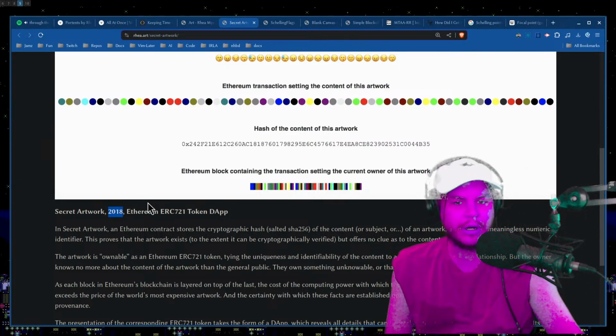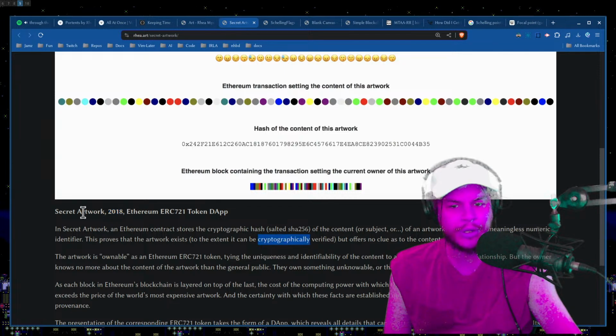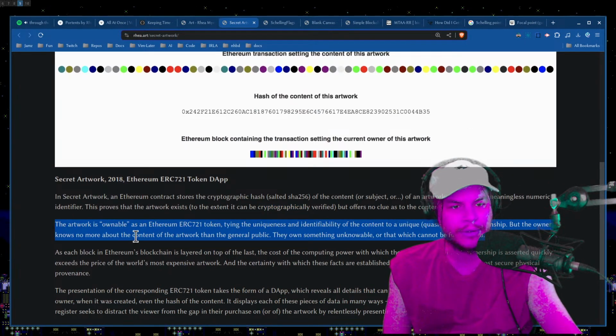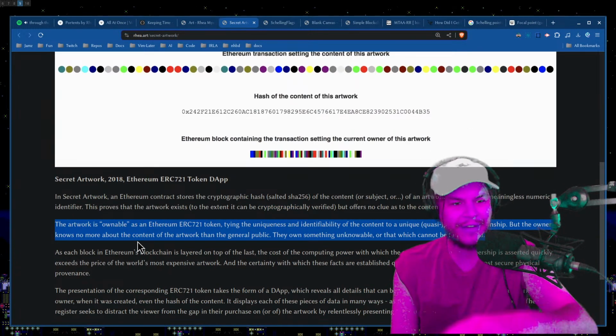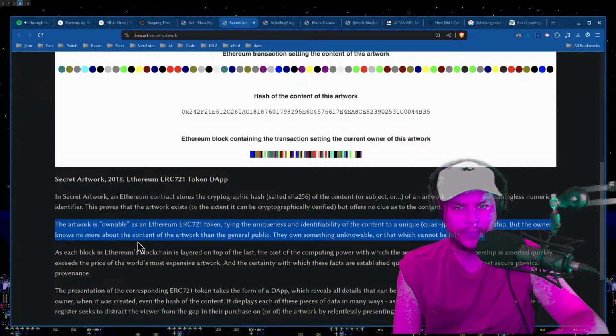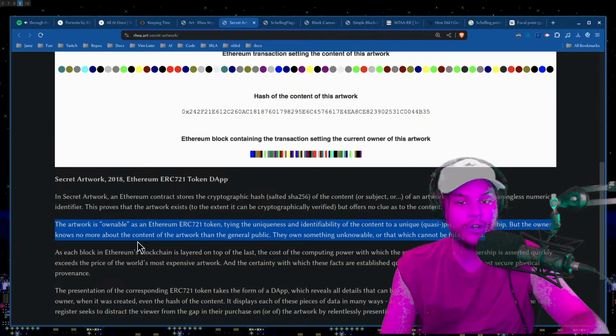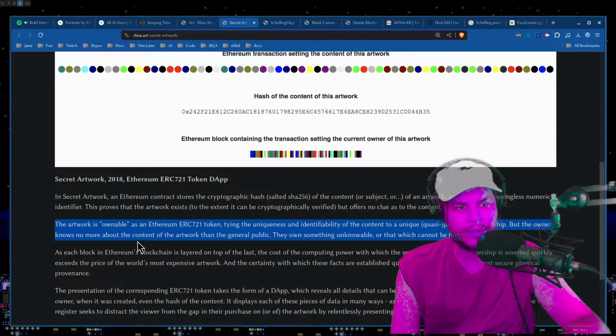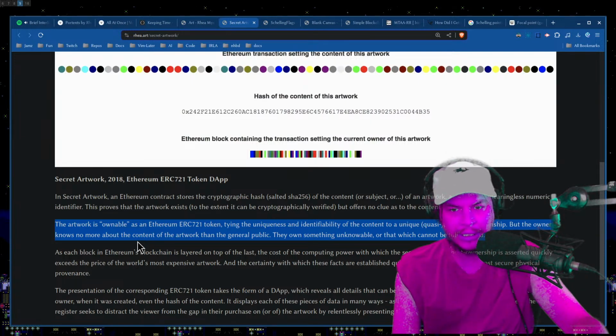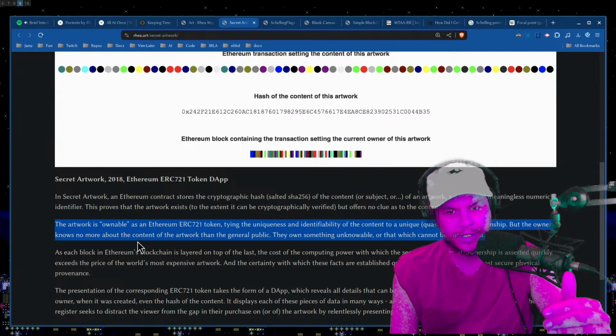Okay, in a secret artwork, an Ethereum contract stores the cryptographic hash of the subject of artwork, a unique but meaningless numeric identifier. This provides that the artwork exists, but you have no clue what the content is. The artwork's ownable, tying the uniqueness identifiability of the content. The owner knows nothing about the content in the general public. They own something unknowable. As each block in Ethereum's blockchain is layered upon the last, the cost of computing power, which with the secret and almost ownership, and its almost ownership is asserted quickly, exceeds the price of the world's most expensive artwork.